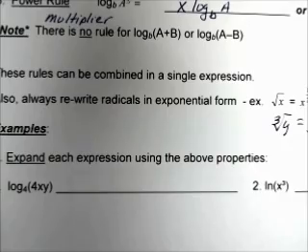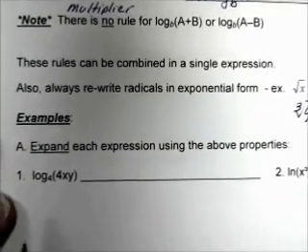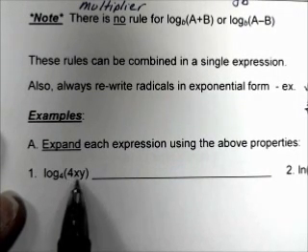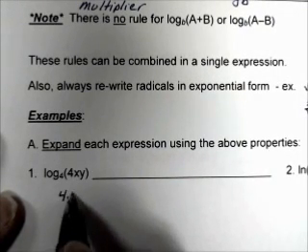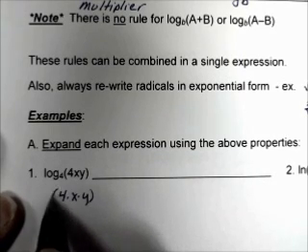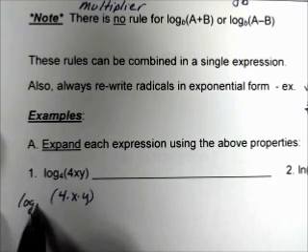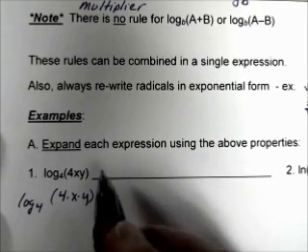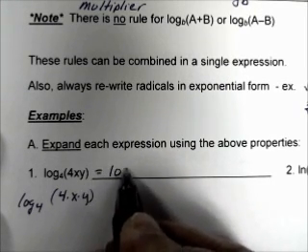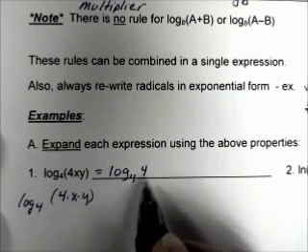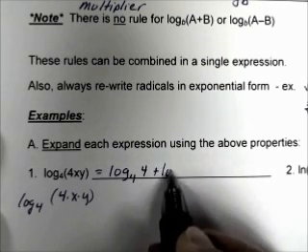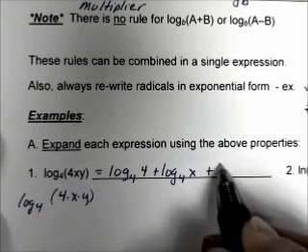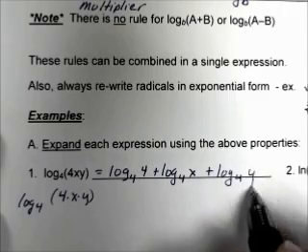Okay, so we want to expand here. Expand each expression using the above properties. All right, so we have log base 4 of this product, 4 times x times y, is what we have inside there. Each multiplication expands to addition. So this would equal log base 4 of 4 plus log base 4 of x plus log base 4 of y.